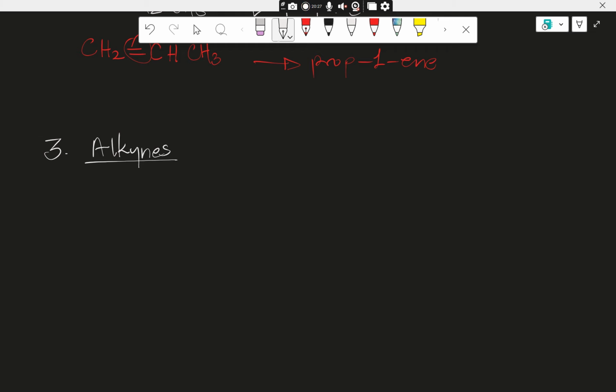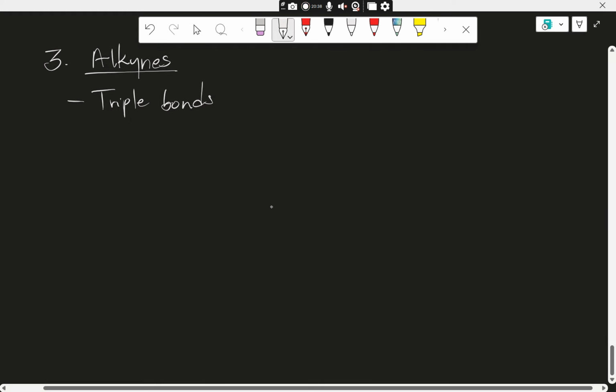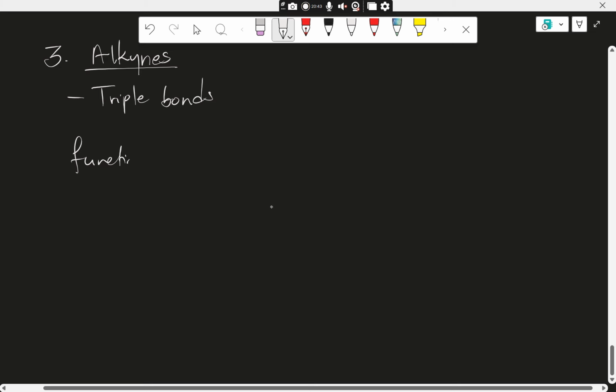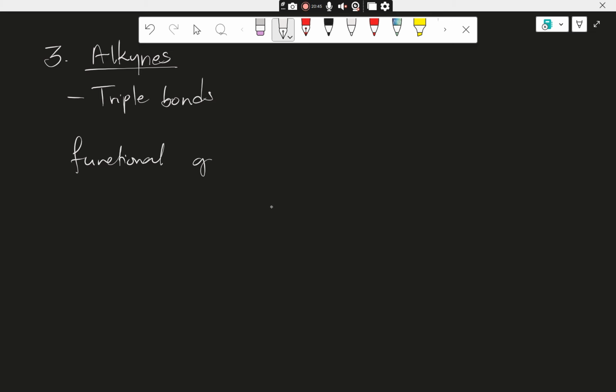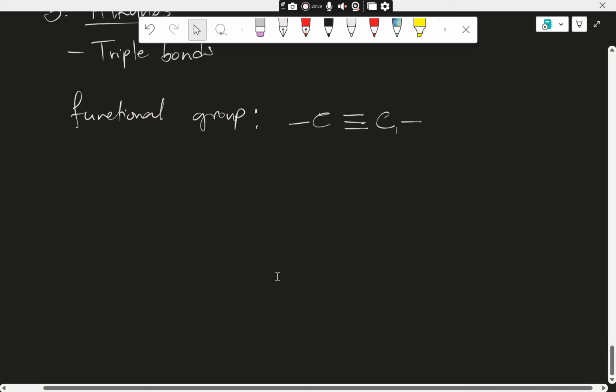So alkynes, these have triple bonds. These are unsaturated hydrocarbons and they have triple bonds. The functional group will look something like this. These ones have three bonds, so it will look like this. That's a functional group, right? That's the logo of your alkynes. So they will look like that.